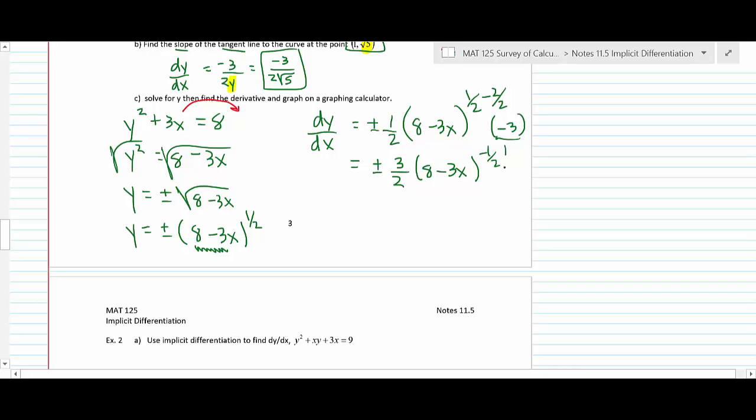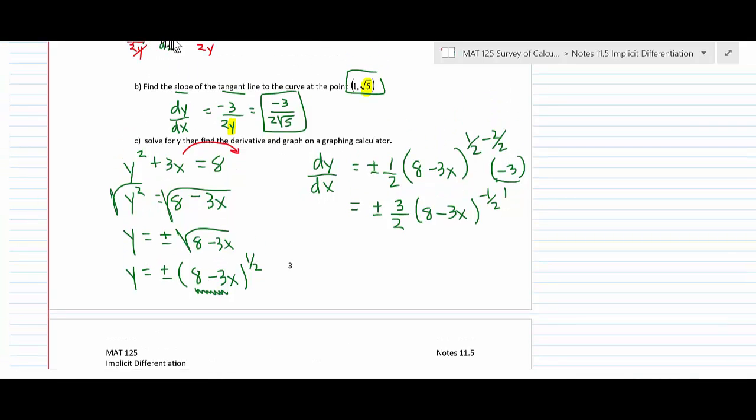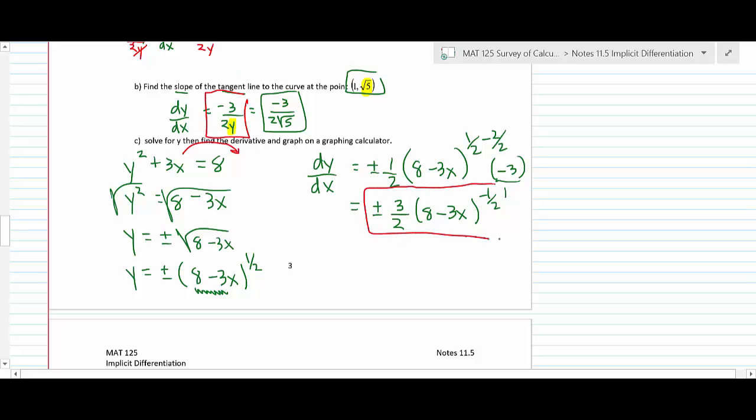Now that derivative looks totally different than the one we got implicitly. Implicitly, we got this, and this way, if you solve for y, you got this. Would that be negative 3/2? It would, but you still have a plus or minus anyway.